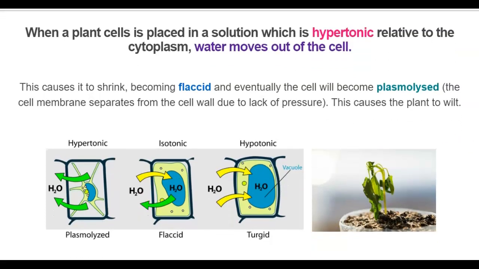When a plant cell is placed in a solution which is hypertonic relative to the cytoplasm, water moves out of the cell. This causes it to shrink, become flaccid, and eventually the cell will become plasmolyzed. What does plasmolyzed mean? It means that the cell membrane separates from the cell wall due to lack of pressure of the vacuole against the cell wall. This causes the plant to wilt, and we've probably all seen that. So if your plant starts to wilt, it's not too bad, but if it gets to this stage, I think it's past the point of no return.